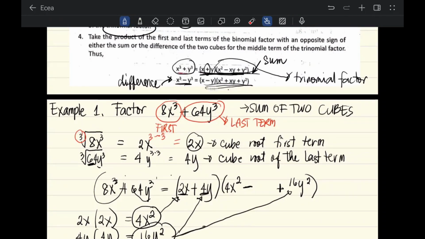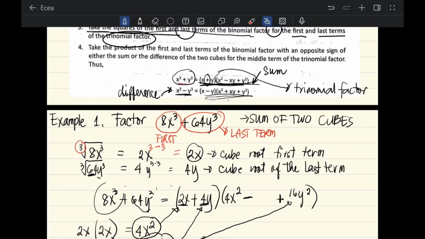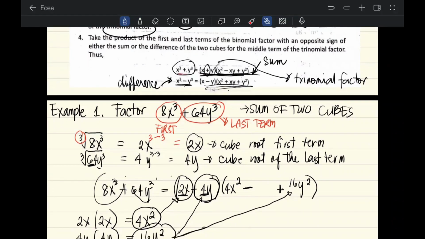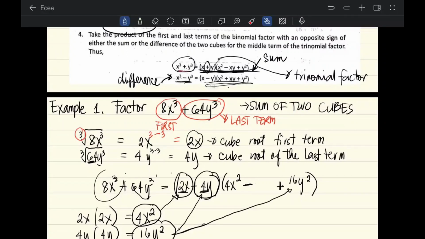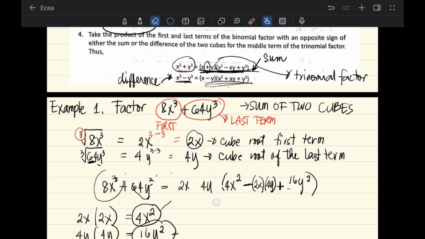Now, take the product. Step number 4. Take the product of the first and last terms of the binomial factor. So, i-multiply daw nato si 2x and 4y with an opposite sign of either the sum and difference of 2 cubes. So, multiply daw nato si 2x and 4y. So, dari 2x times 4y. Hinahanglan nato siyang i-multiply. Ito sa ning limpyuhan kay para maklaro ang answer.